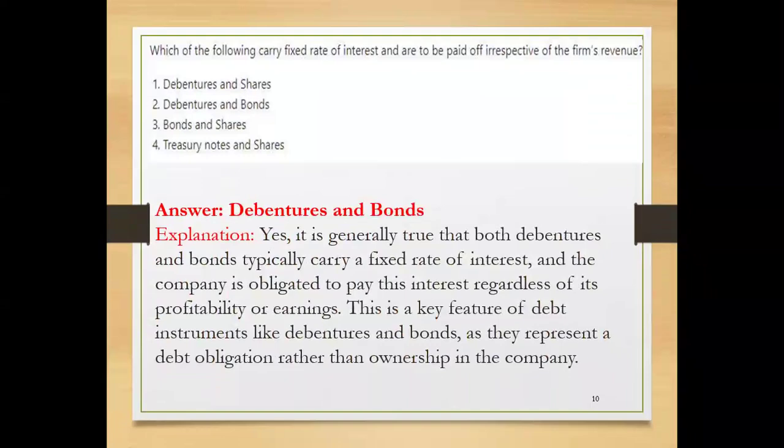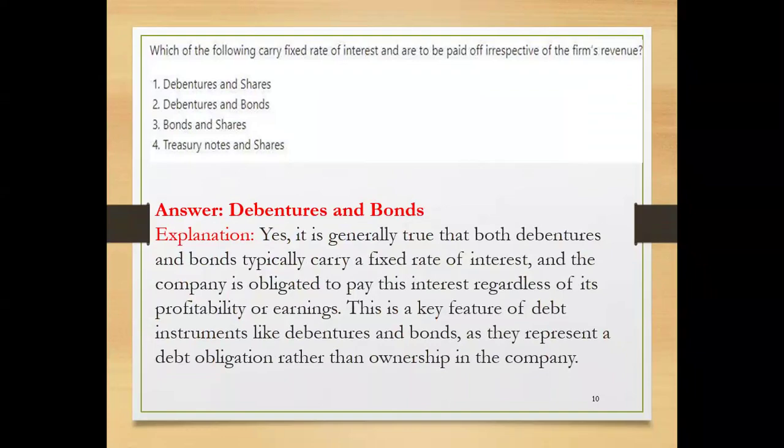Which of the following carry fixed rate of interest and are to be paid off irrespective of the firm's revenue? Debentures and shares, debentures and bonds, bonds and shares, treasury notes and shares. The correct answer is debentures and bonds. They are carrying fixed rate of interest irrespective of the revenue, profitability, or earnings of the company. The company is obligated to pay the interest regardless of its earnings.